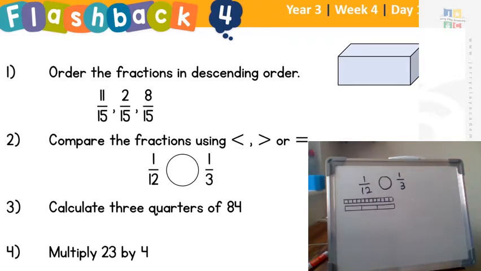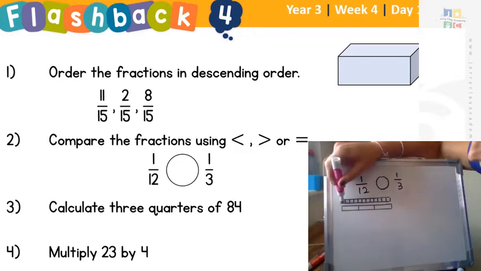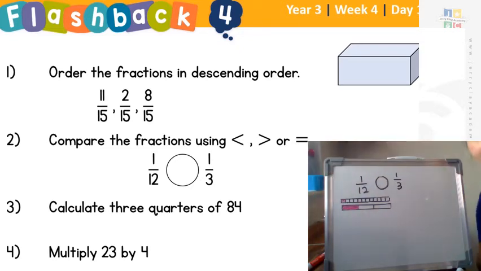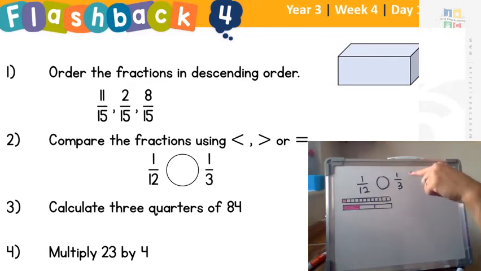So we can see that I've got parts which are 12ths and parts which are thirds, because obviously the denominator tells me the number of parts. Now if I shade in what 1/12 would be, and if I shade in what 1/3 would be, we can see that a third is bigger than a 12th. Now the reason for this is because the numerators are the same, the smaller the denominator, the bigger the fraction.